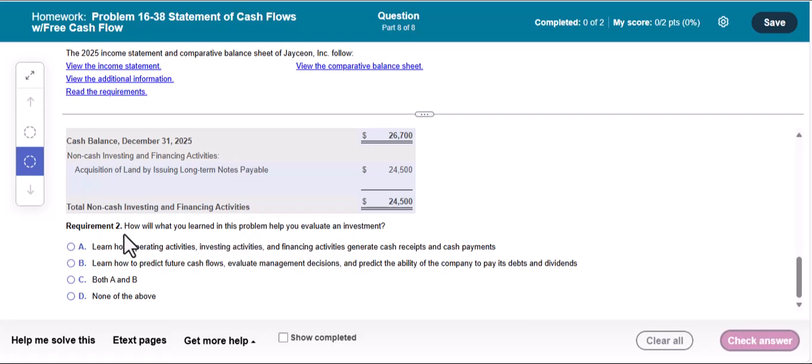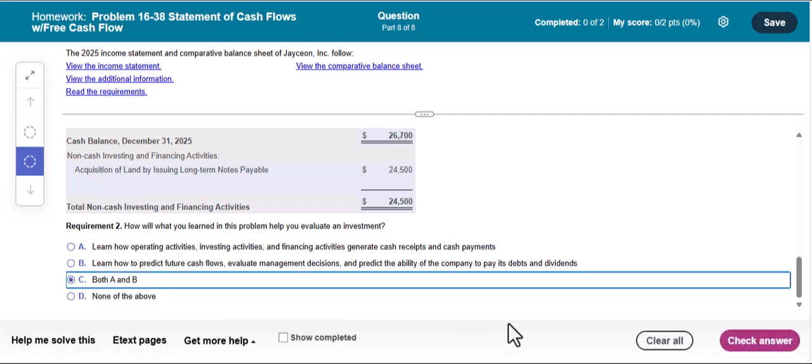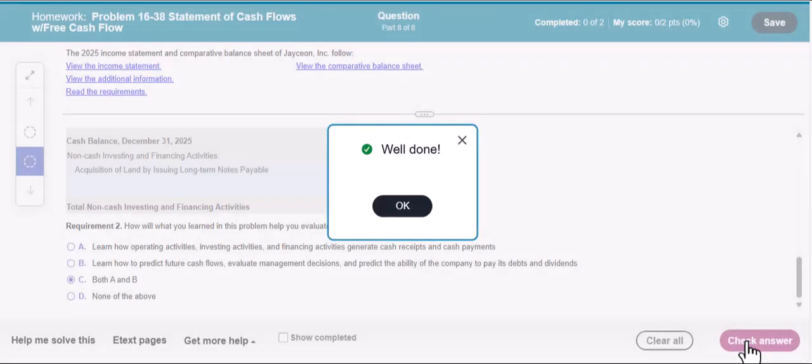So now when we come back down to requirement 2, how will what you learned in this problem help you evaluate an investment? So we have A, learned how operating activities, investing activities, and financing activities generate cash receipts and cash payments. B, learn how to predict future cash flows, evaluate management decisions, and predict the ability of the company to pay off its debts and dividends. And we have C, both A and B, and D, none of the above. So for this one, the answer is C, both A and B. Let's go ahead and check our answer. Well done.